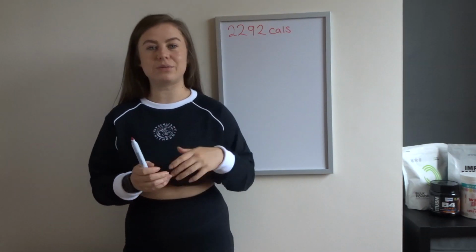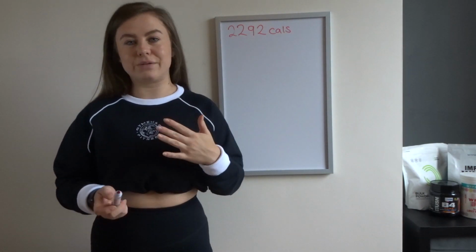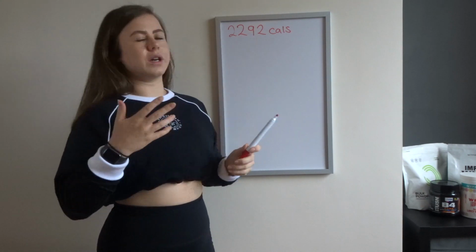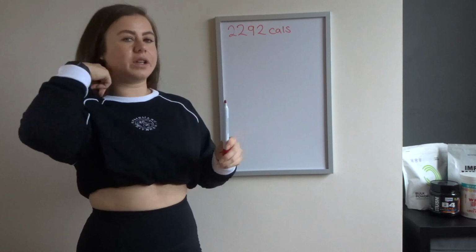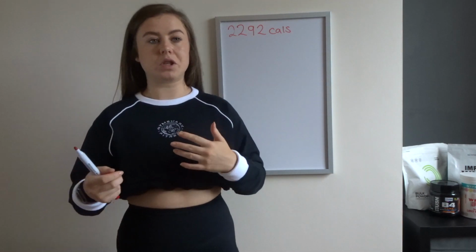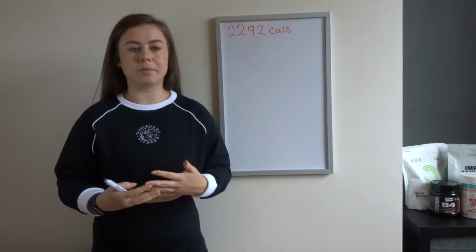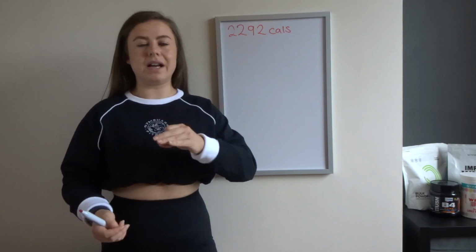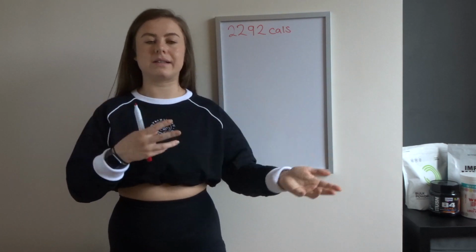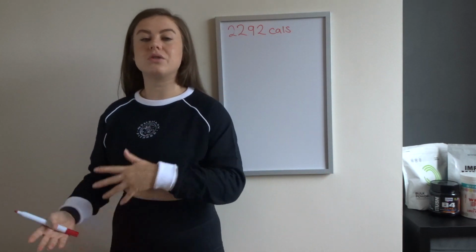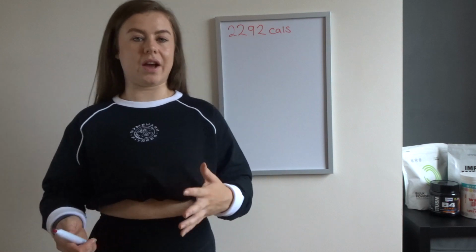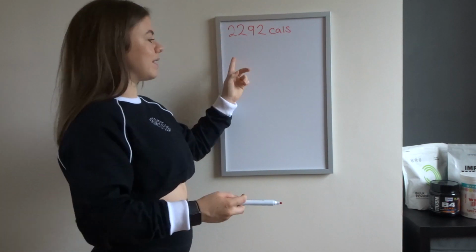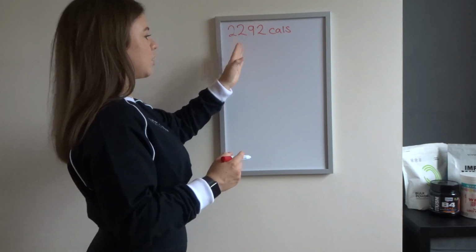So step 3 is where we now need to decide what goal it is we want to achieve. So we've got our maintenance calories, so mine is 2,292. Now I'm going to focus on losing weight, just because this is what I'm doing at the moment. I am eating in a calorie deficit, so it's easier for me to show you this. But if you want to gain muscle, gain size, gain weight, you just need to do the reverse of what I'm doing. So we take the total maintenance calories, which is 2,292.